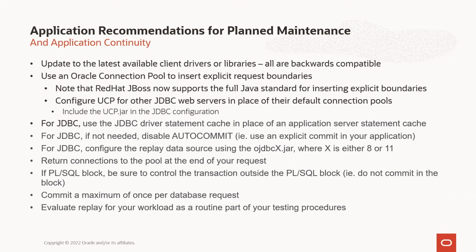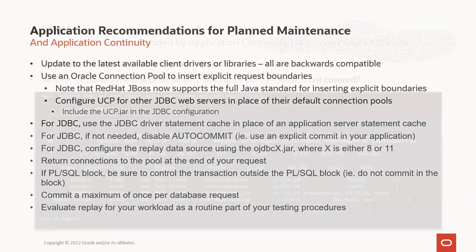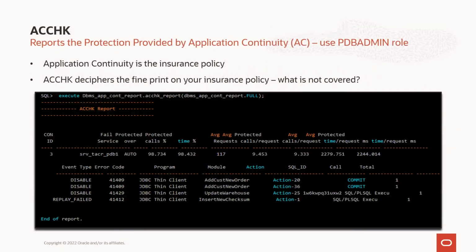Now, how do we evaluate the replay? Here it is. This is basically the last of it. So AC check is a utility available to you and DBAs to evaluate what in your application workload will replay for application continuity or not.